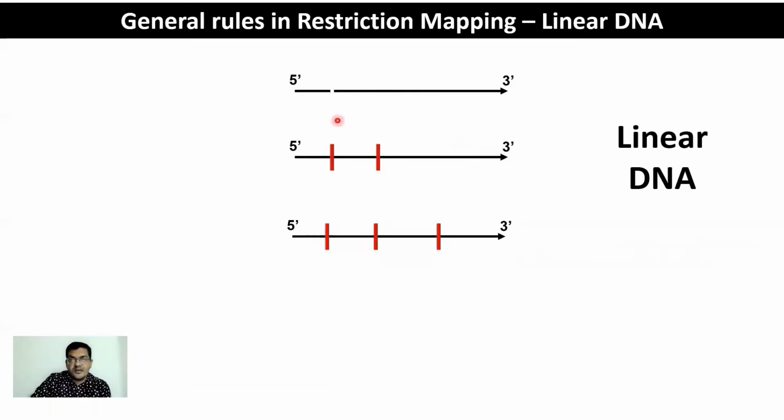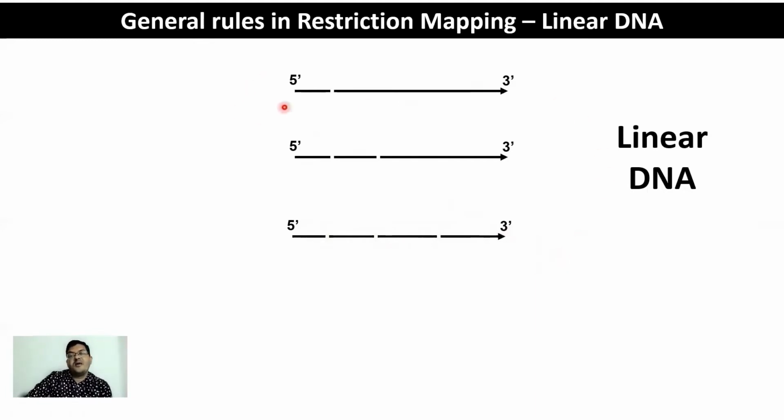This one is a linear DNA with two restriction sites. When you digest this completely, by complete digestion, I mean both the restriction sites will be digested. So here in this case, if you do a digestion, you now get three fragments, 1, 2, and 3. And then I show you another linear DNA. If you do a complete digestion of this DNA, you'll get 1, 2, 3, and 4 DNA fragments.